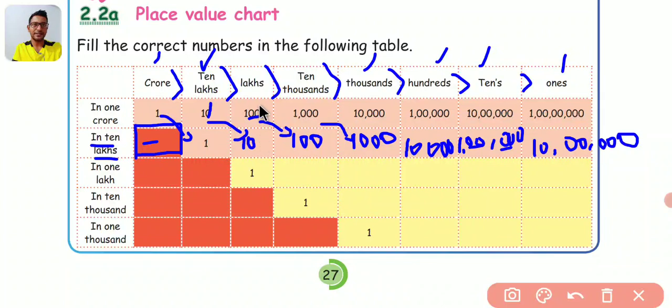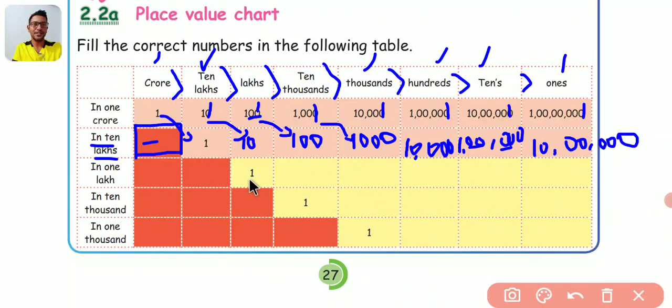Here we can strike out 10, we will get what? 10. Here if you strike out 10, 100, okay, that is the answer. If you strike out 10, what is the answer? 1,000. If you strike out 10, what is the answer? 10,000. Okay. If you strike out 10, what is the answer? 1 lakh. If you strike out 10, what is the answer? 10 lakh. Okay. So there are two ways you can fill this three row.